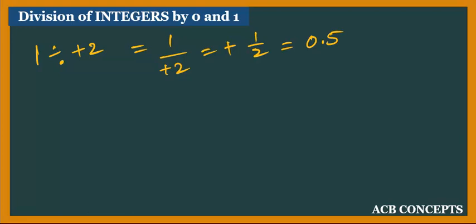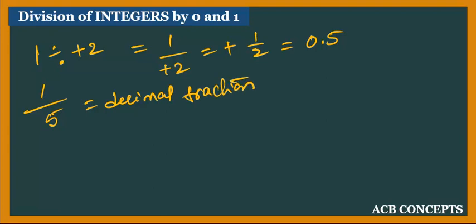So when 1 is divided by an integer, the result is a decimal number, a decimal fraction. We can write 1 by 5 is equal to 0.2. This is a decimal fraction, a decimal number.